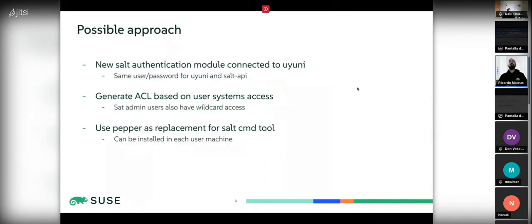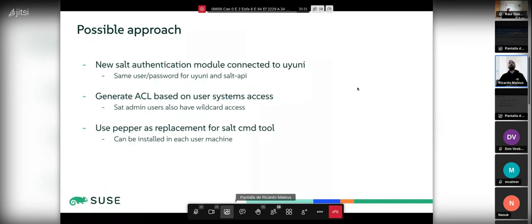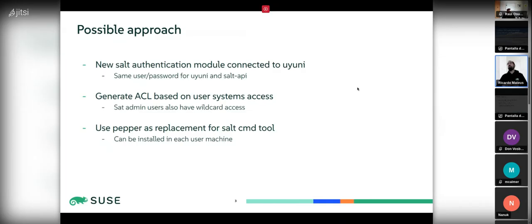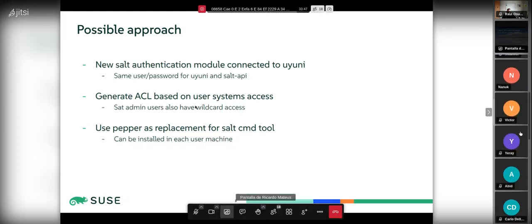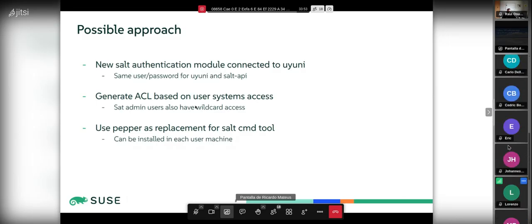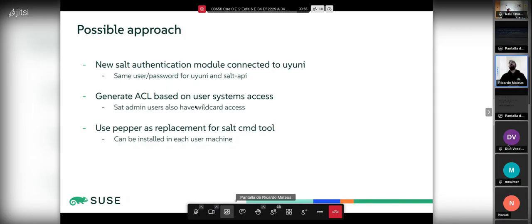For that, I came up with this possible approach to solve this issue. The idea was to develop a new salt authentication module connected to the Uyuni server, where users can call the API and basically use the same username and password that they use to log in to SUSE Manager, to the Uyuni API, or to the Uyuni web application. At the same time, we could generate ACL rules based on the systems that the user has access to on the Uyuni server, but at the same time allow the SUSE admin, the super administrator of Uyuni, to have wildcard access to everything.